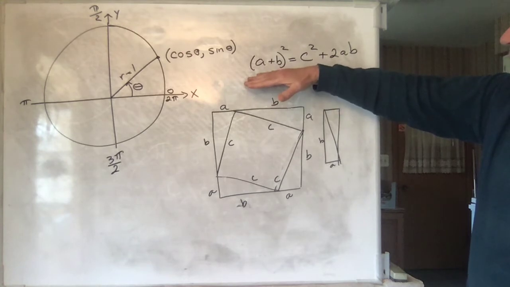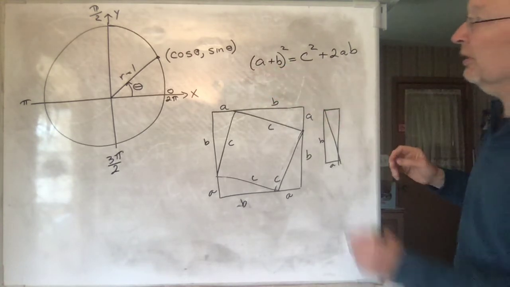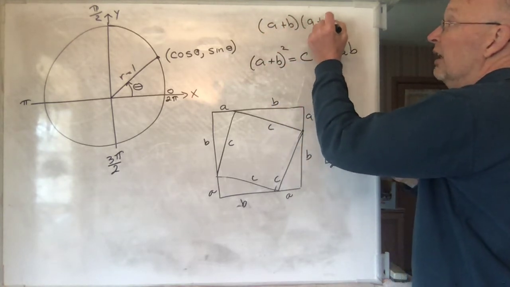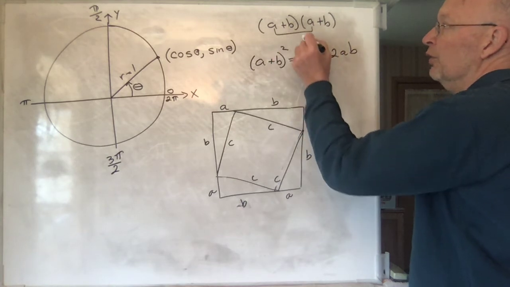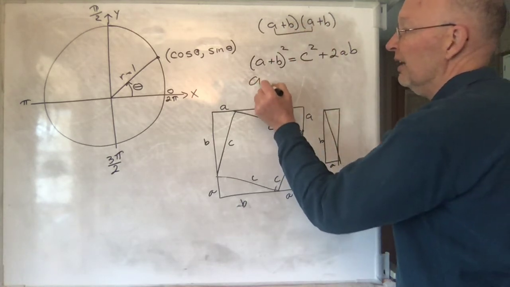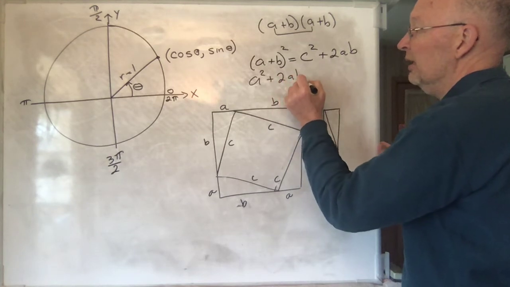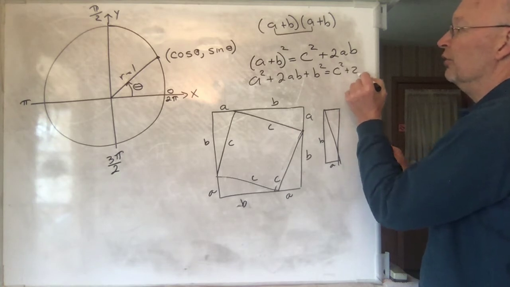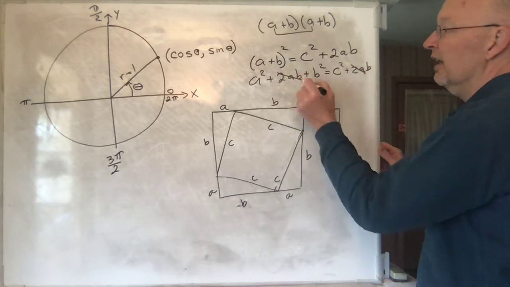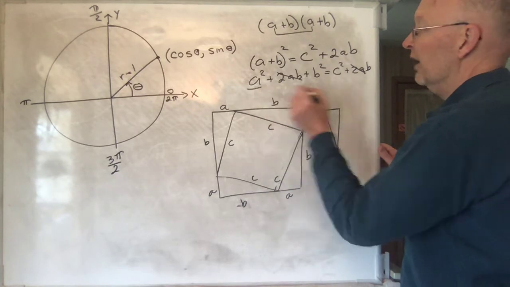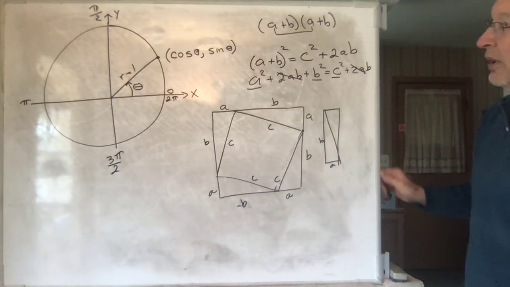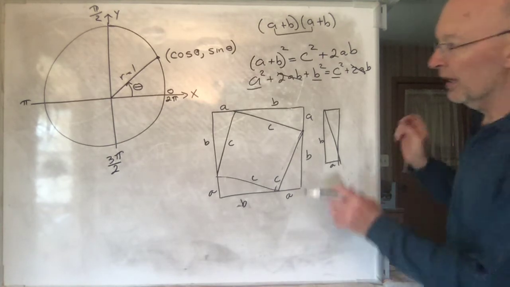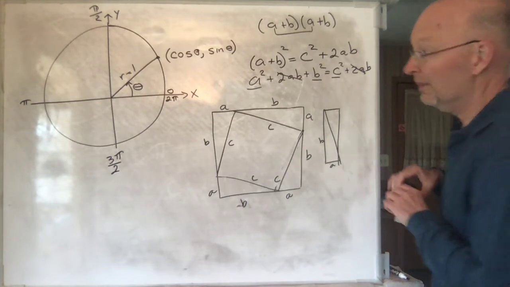Now remember how to FOIL things? We multiply this out by taking A plus B times A plus B, and you take the first, outer, inner, last, and you end up with A squared plus 2AB plus B squared. And then over here we still have C squared plus 2AB. And now you may see how to finish it. You get rid of those, and we have A squared plus B squared is equal to C squared. So there's our Pythagorean theorem. So anyway, very good. Let's use that.